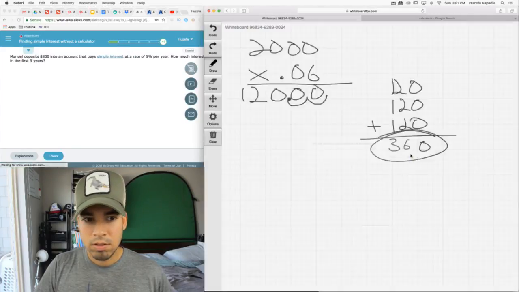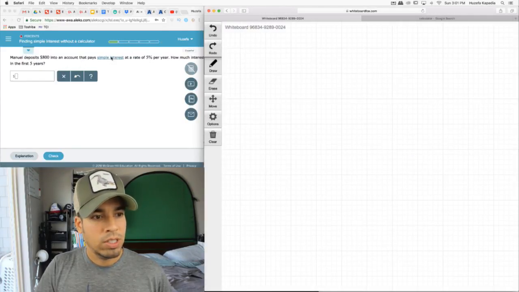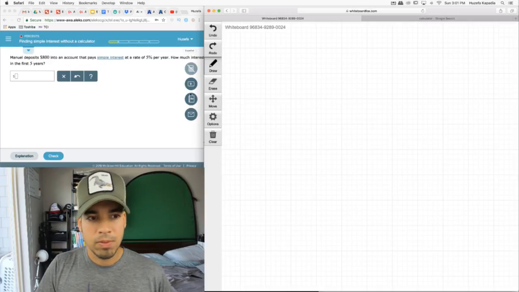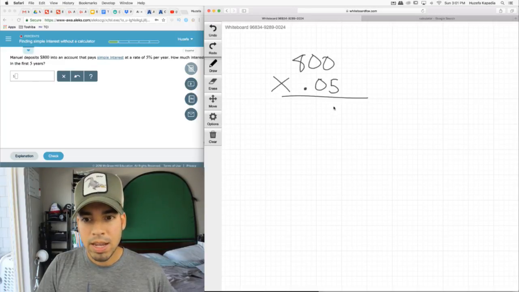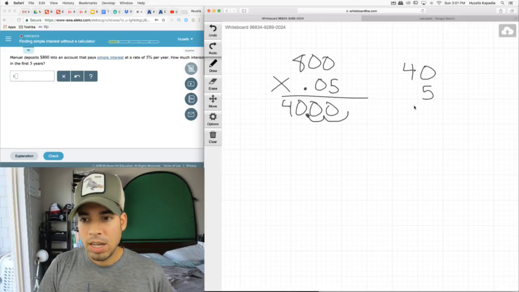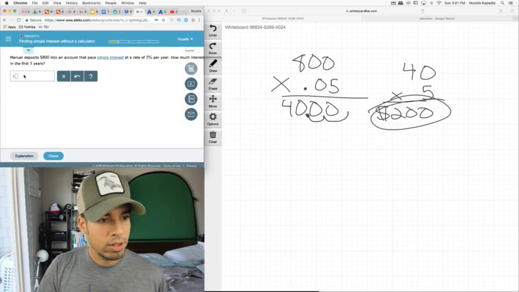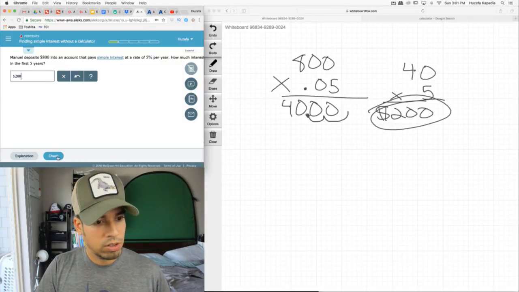Next, 5% of $800. And how much will she make in 5 years? Same thing. Let's turn that 5% into the decimal equivalent of 0.05. Multiply it by 800. Move the decimal once, twice. So that's $40. But times 5, because we're doing it for 5 years. And that's in total value of $200.